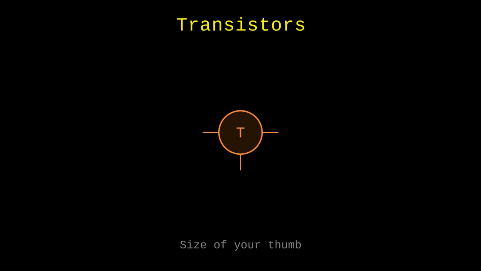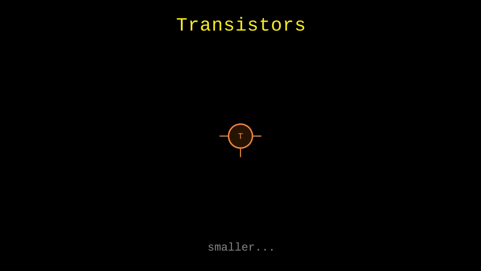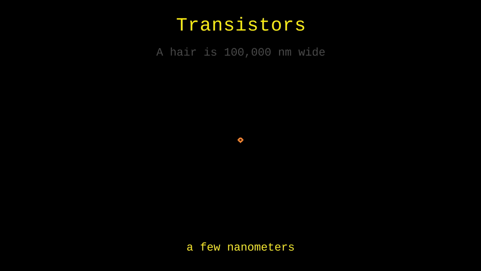Now here's where it gets crazy. In the early days of computing, transistors were about the size of your thumb. Then engineers figured out how to make them smaller. And smaller. And smaller. Today, the transistors in your phone or laptop are a few nanometers wide. What's a nanometer? 1/1000th of a meter. Your hair is about 100,000 nanometers wide. These transistors are so small that you could fit thousands of them inside a single human cell.